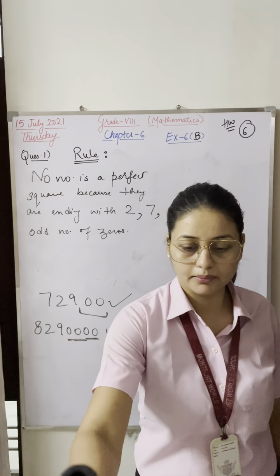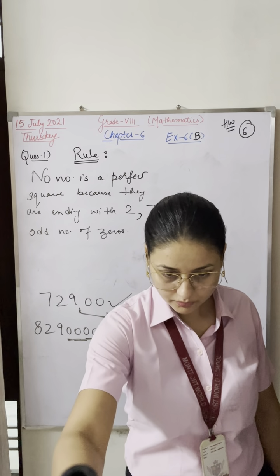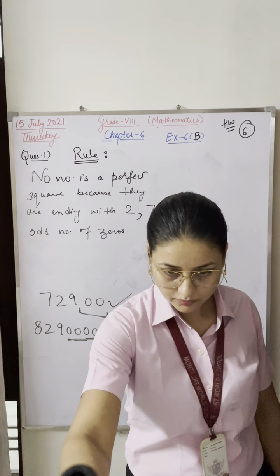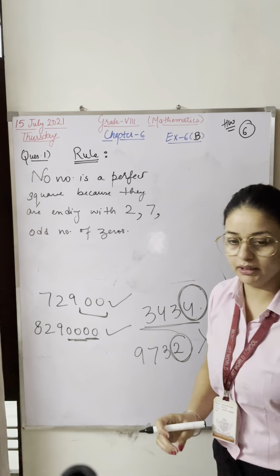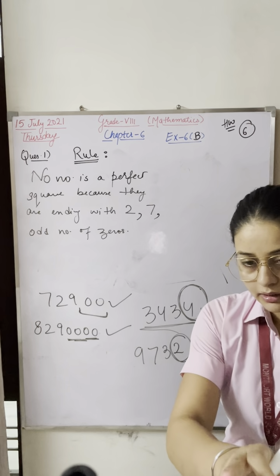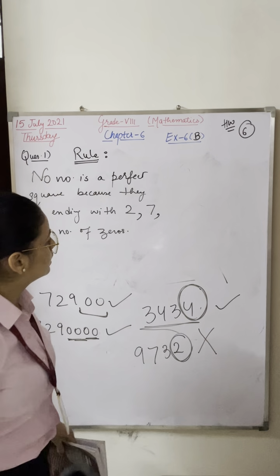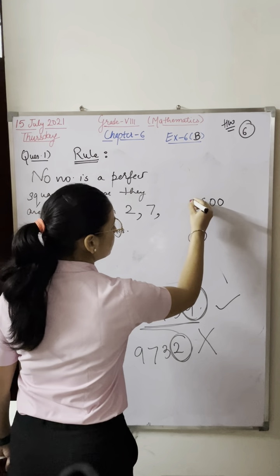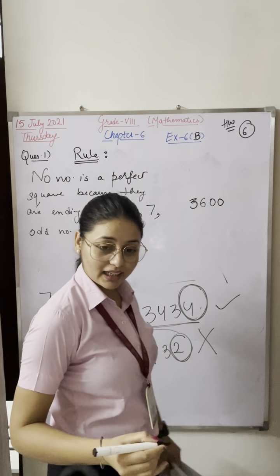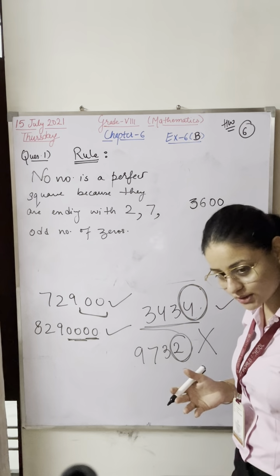Chaitanya, just wait. Yes, Chaitanya, please tell me. Good morning, ma'am. Yeah, good morning. Ma'am, I was saying that 3600 has 2 zeros. Then how is it a perfect square? 3600 is having 2 zeros. So how is it a perfect square?